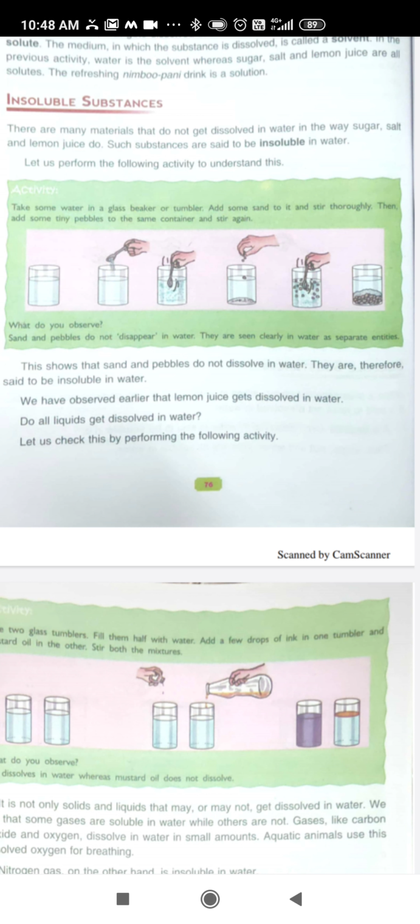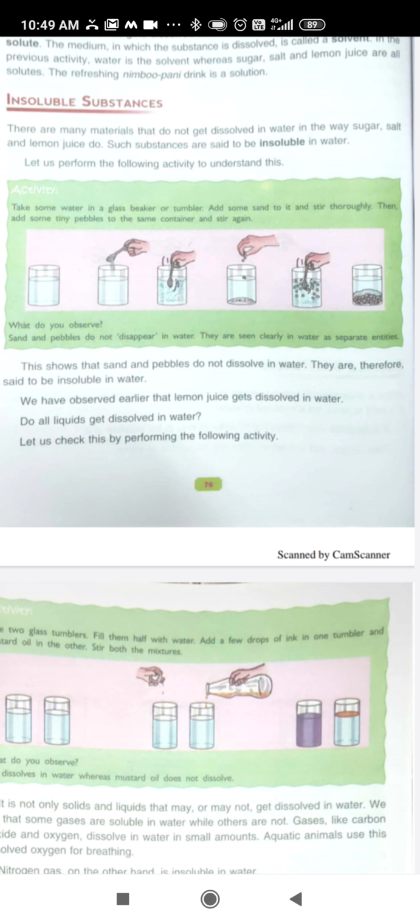Then add some tiny pebbles to the same container and stir again. What do you observe? Sand and pebbles do not disappear in water. They are seen clearly in water as separate entities, as separate identities, you can say. Okay? This shows that sand and pebbles do not dissolve in water. They are therefore said to be insoluble in water.